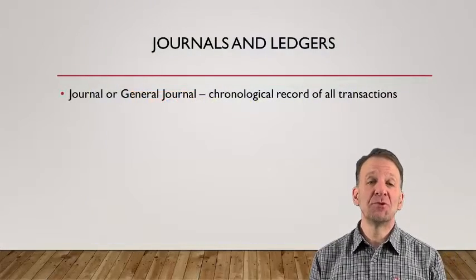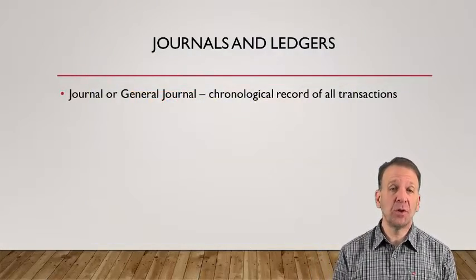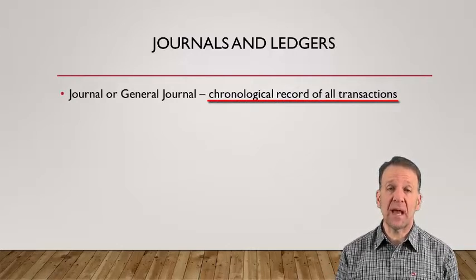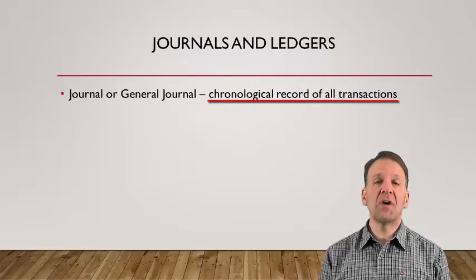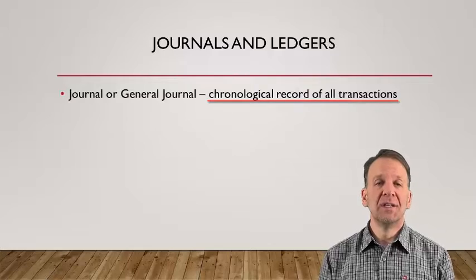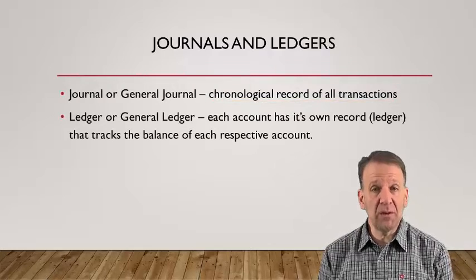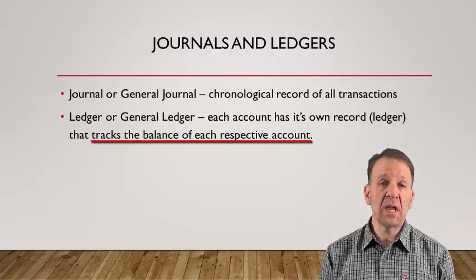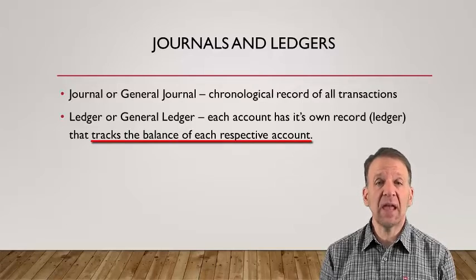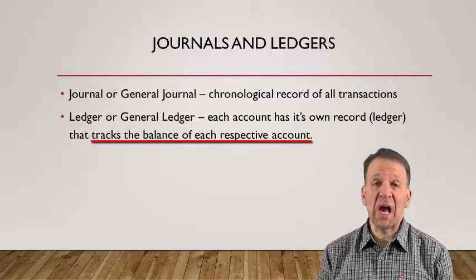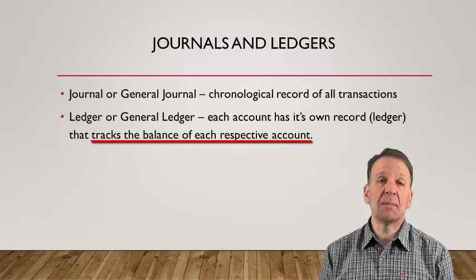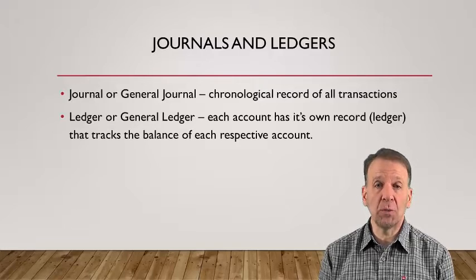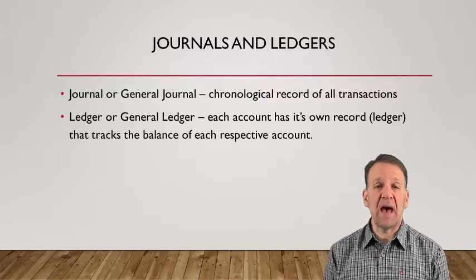Today we're going to talk about journals and ledgers. The journal, or sometimes we call it the general journal, is a chronological record of all transactions. In other words, it's a list of all the transactions in date order. The ledger, or sometimes we call it the general ledger, tracks the balance of each account. For example, the cash account would have a ledger that tracks the balance of cash. Accounts payable would also have its own ledger, and it would track the balance of accounts payable. Every account has its own ledger that tracks the balance of that account.